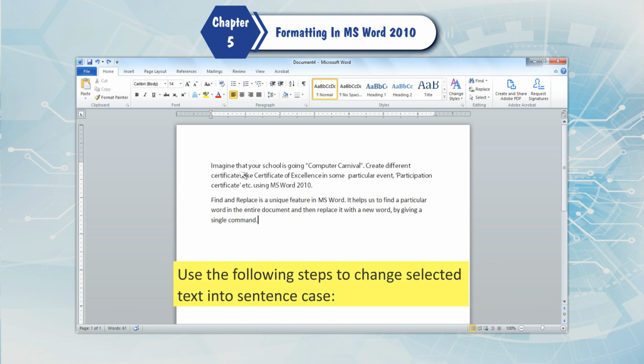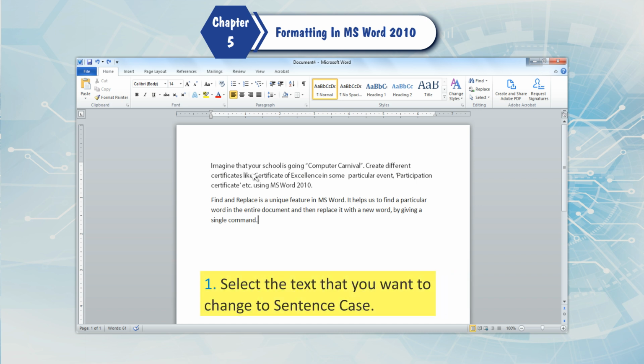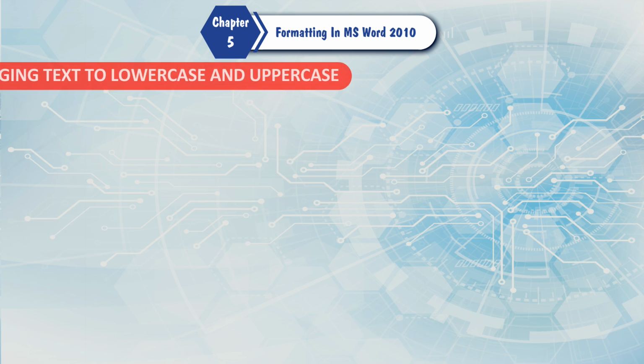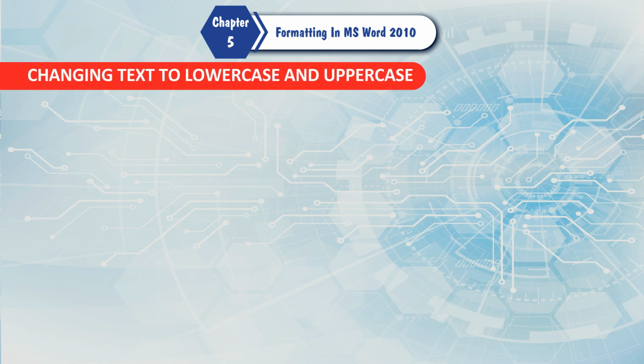Use the following steps to change selected text into sentence case. Select the text that you want to change to sentence case. Click the Change Case button and then select the Sentence Case option to capitalize the first character of every selected sentence. Changing text to lowercase and uppercase.